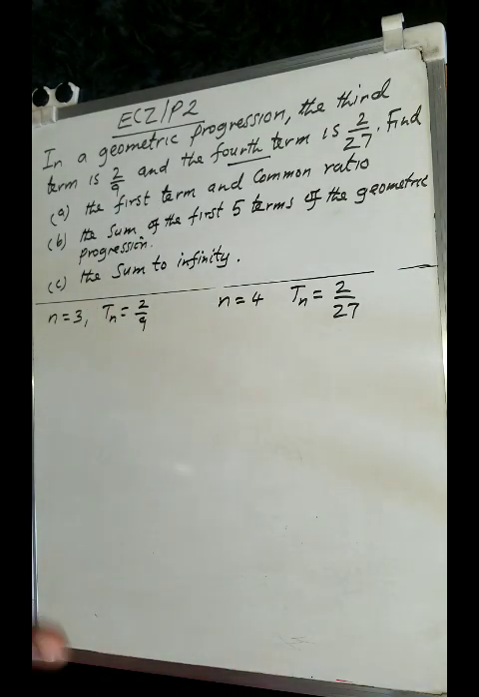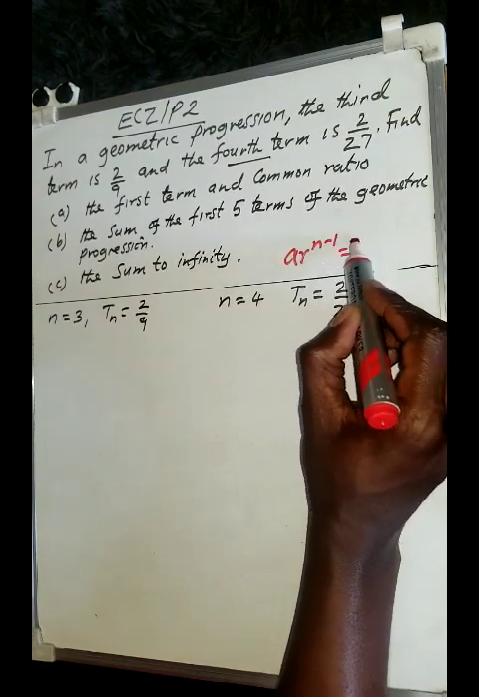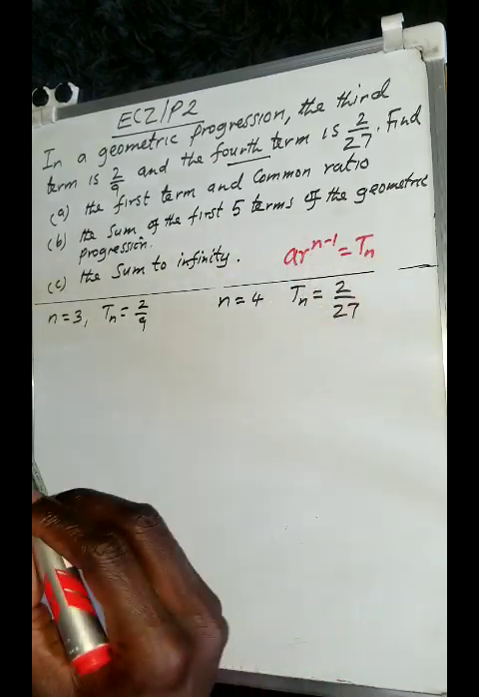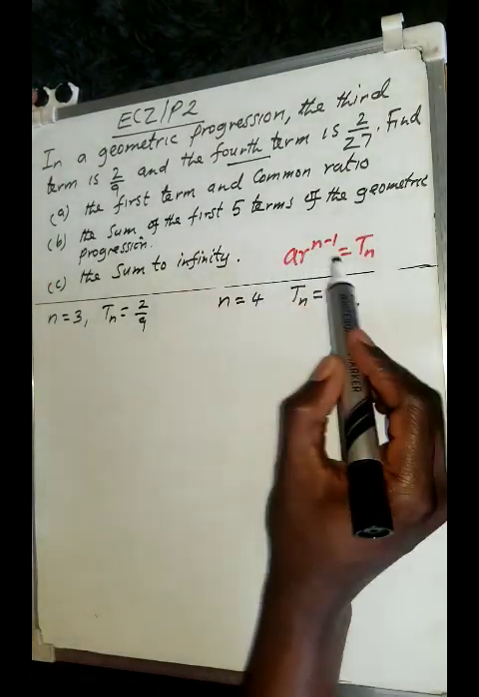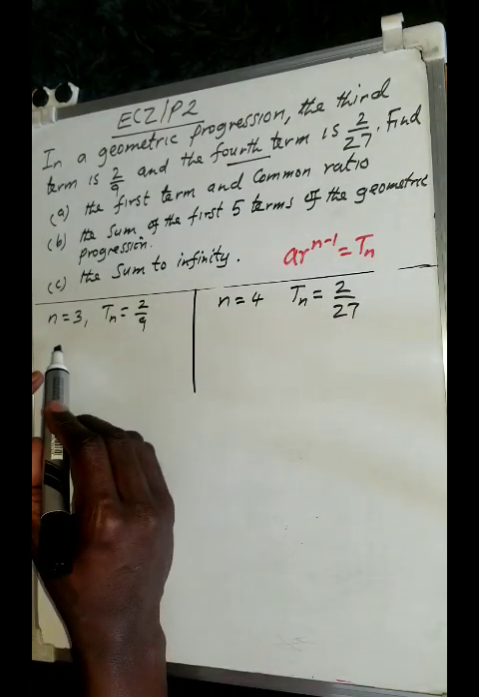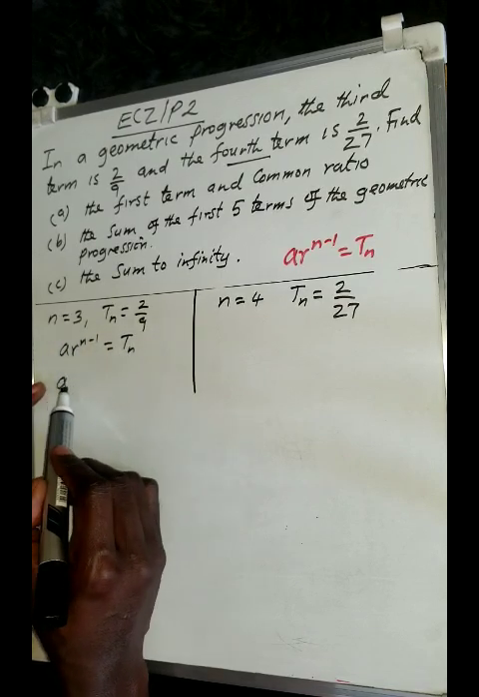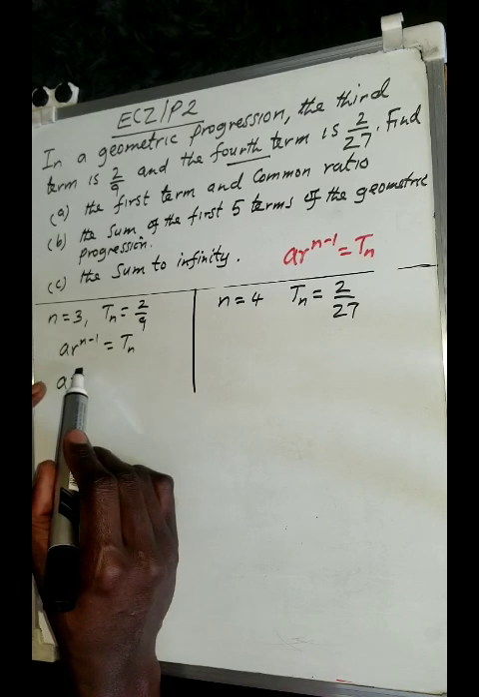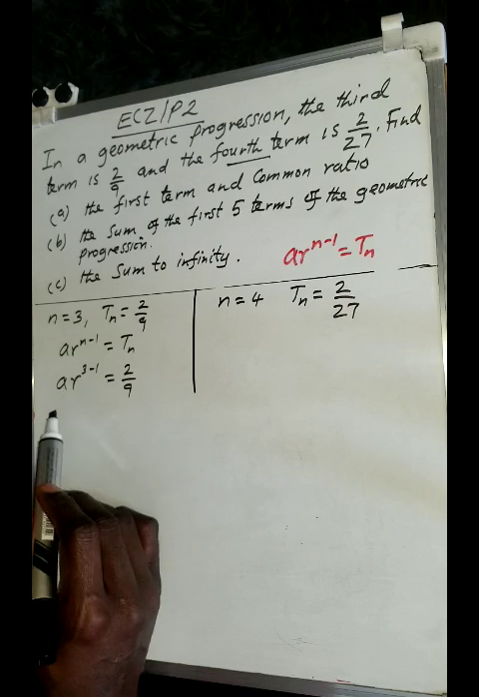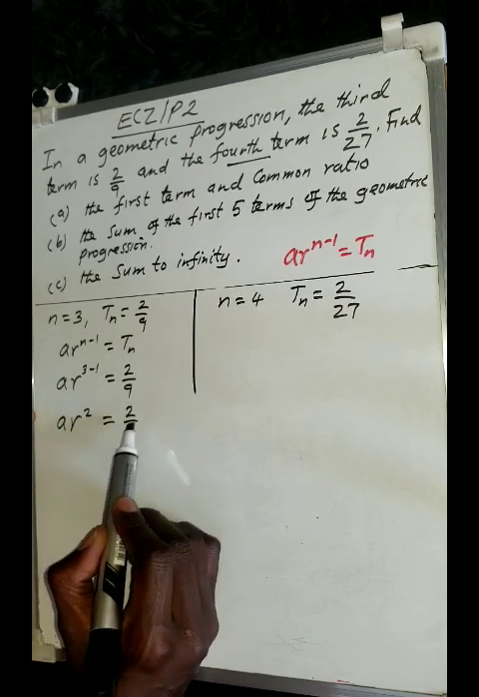So you apply the general form. Remember, ar raised to the power n minus 1 should be equal to Tn. Of course, you can start with Tn is equal to ar raised to n minus 1. There's no problem. So we just replace there. We are going to come up with two equations, then you solve them. So here, I'll replace in ar^(n-1) is equal to Tn. My first term I don't know, my common ratio I don't know. My n is 3 minus 1, which should be equal to 2/9. So therefore it will be ar^(3-1), which gives ar^2, equal to 2/9.